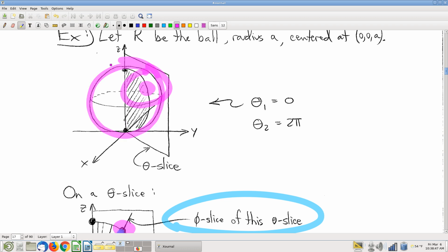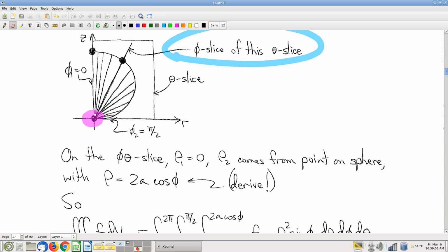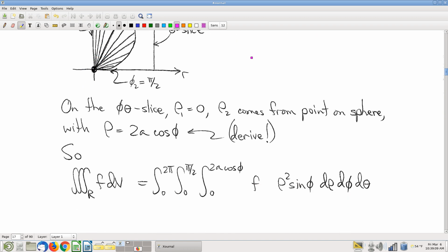And so to find my upper value of rho, I need the equation of that sphere, so you've got a spherical equation problem. Flashback to section 12.8: how do you write the equation of the sphere in spherical coordinates? You can see those showing up in the eventual bounds I have down here. Theta goes from 0 to 2 pi. For any given value of theta, phi goes from 0 to pi over 2. And then on my phi slice of my theta slice, rho starts at 0 and ends, well, again, you've got to find the equation of that sphere.